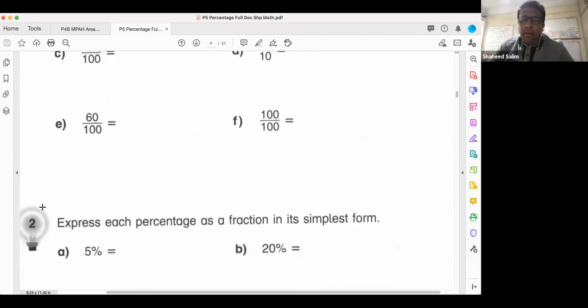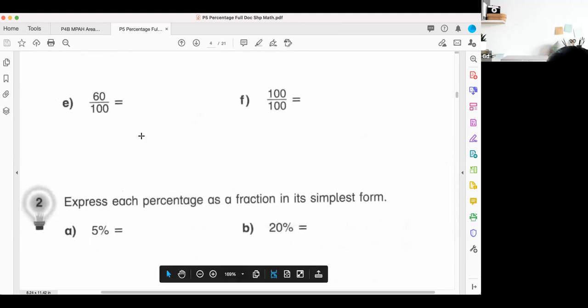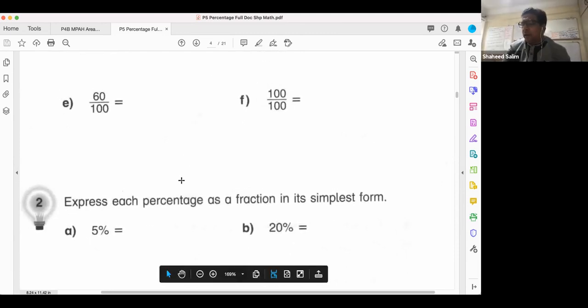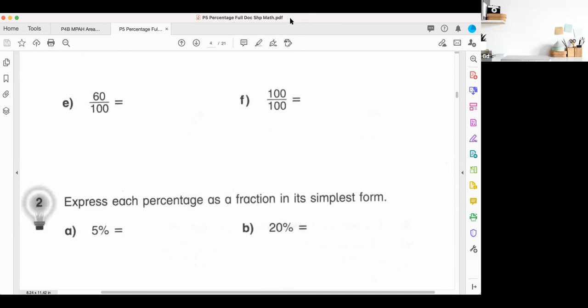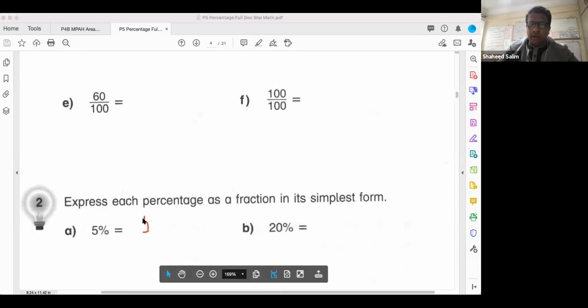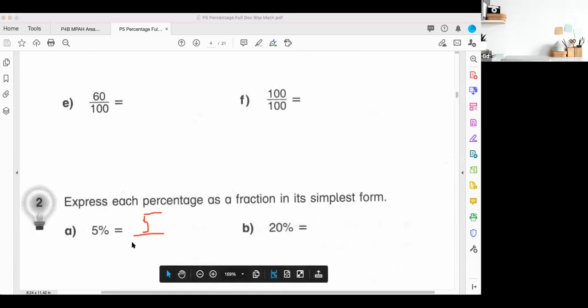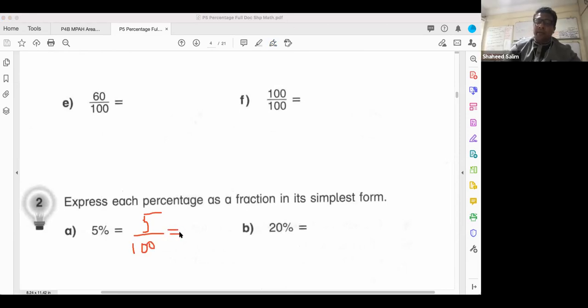Now you try 2A. Anyone can get the answer. 5%. 5 out of 100. So Akil says it's 500/100. This is correct, but this is not the simplest form. So who can give the answer first?